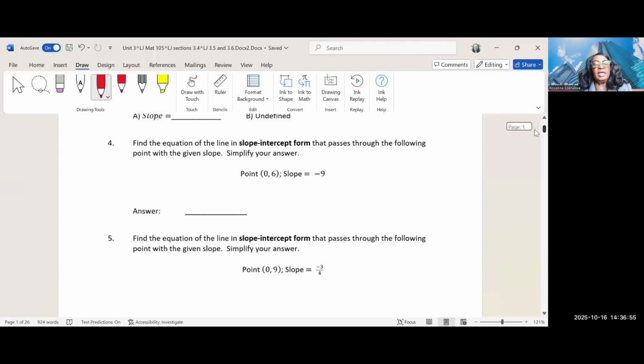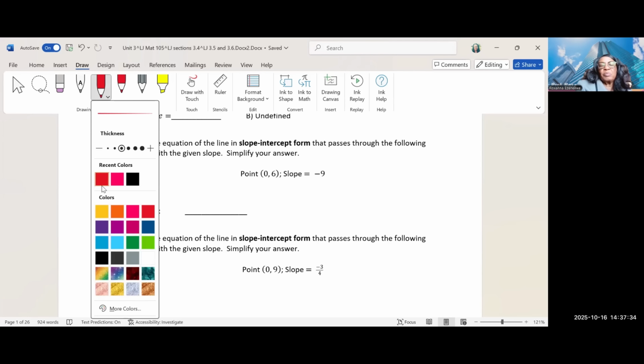All right, so we are in number 4, and if you came in late, we are working on section 3.4. Next week we'll have 3.5 and 3.6. And after we do 3.5 and 3.6, our test will be on the 30th. So our test will not be next week, it will be in 2 weeks. But anyway, number 4, find the equation of the line in slope-intercept form. This question says plainly that the equation of the line must be in slope-intercept form.